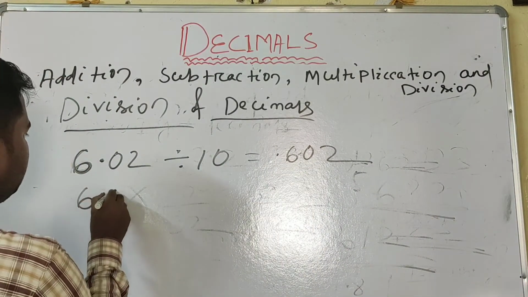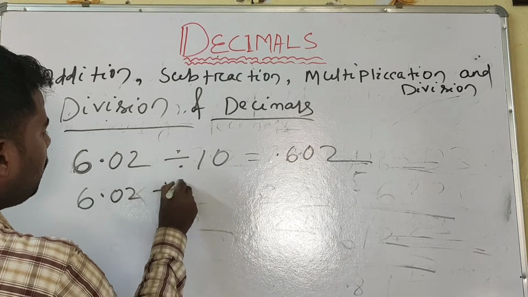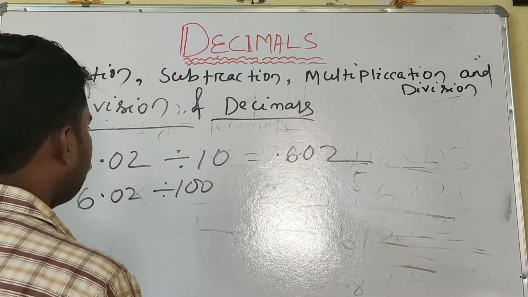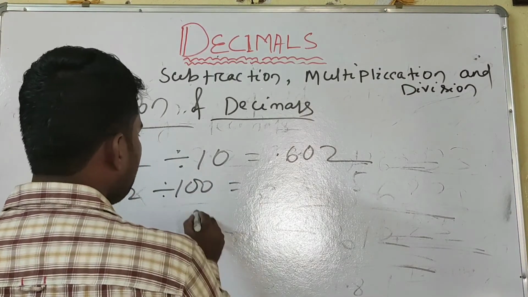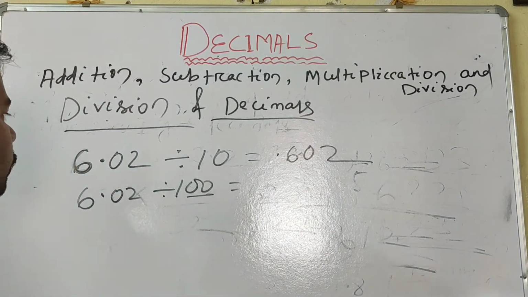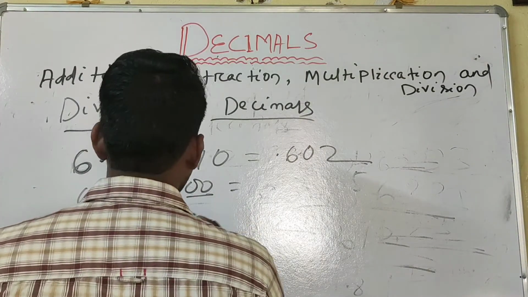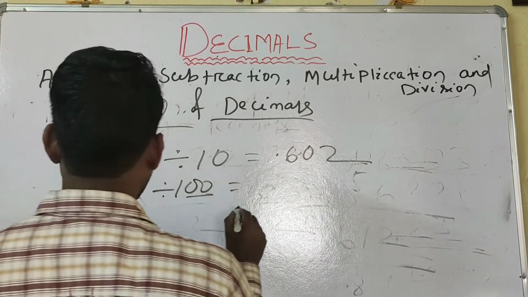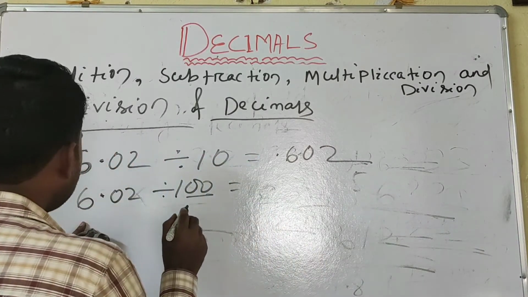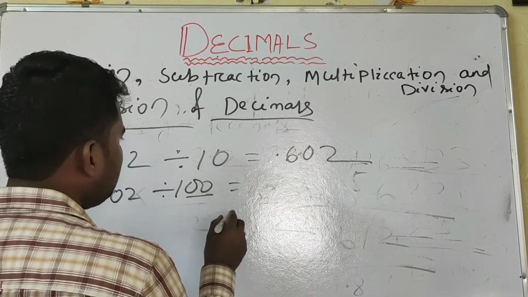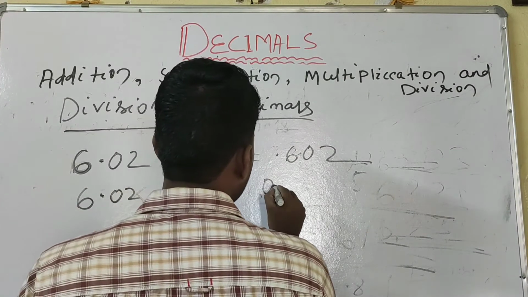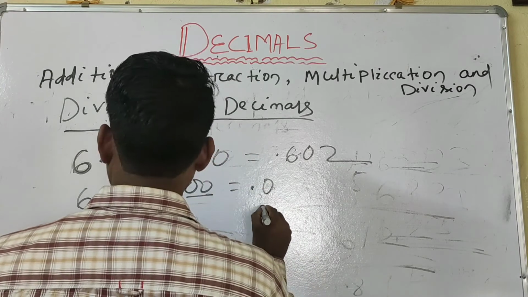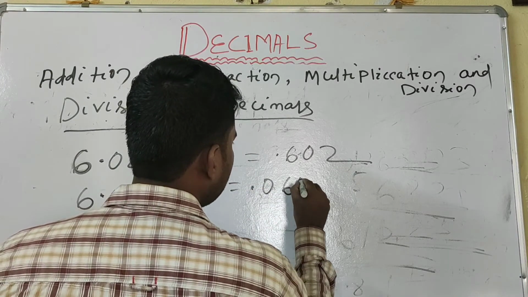Now when we divide a decimal number by 100, then what will happen? How many zeros are present in 100? Two. So we have to shift the decimal point to the left by 2 digits. Only 1 digit is present, so where will we get another digit? In that place we will put 0. Put the decimal point, then we write 0.0602.